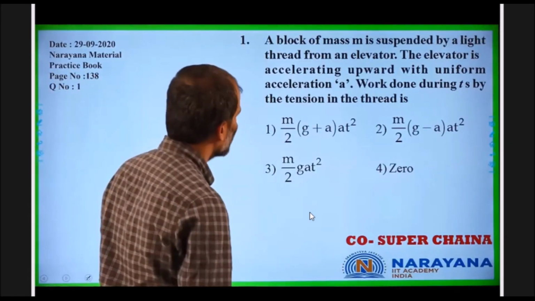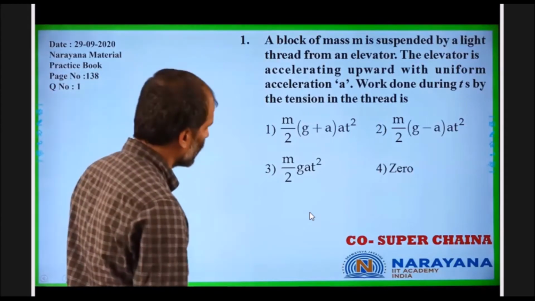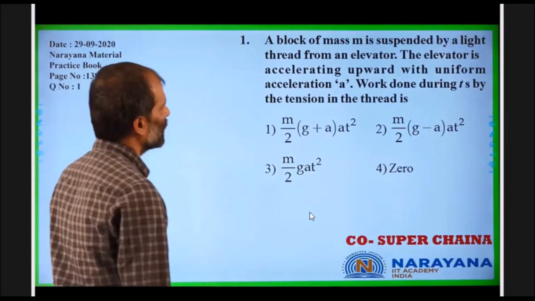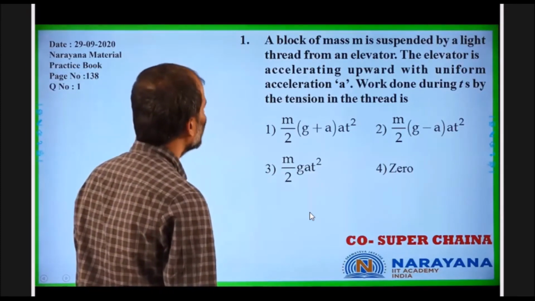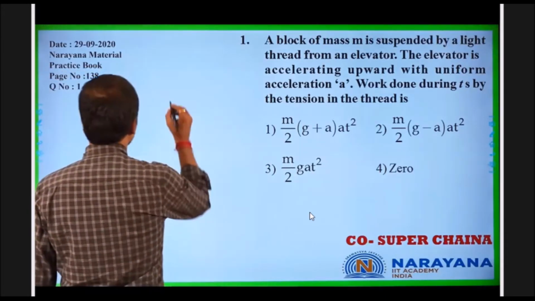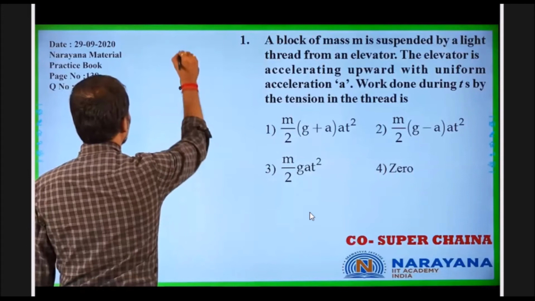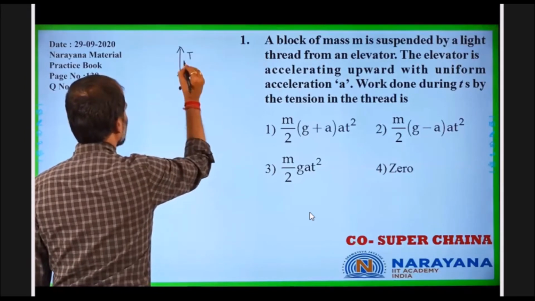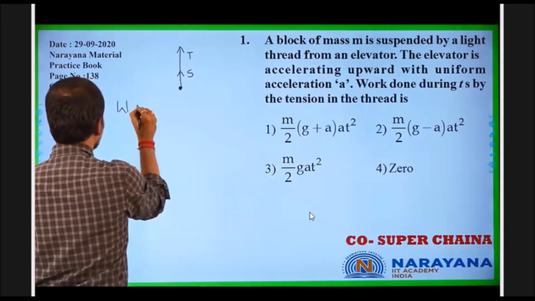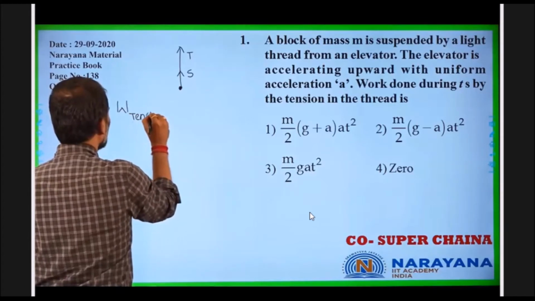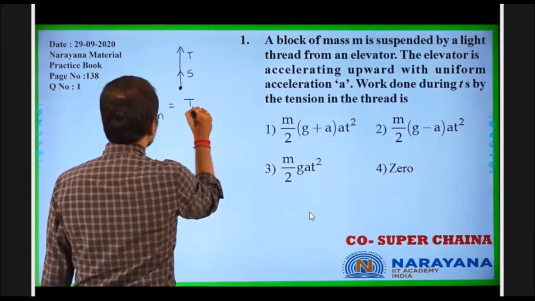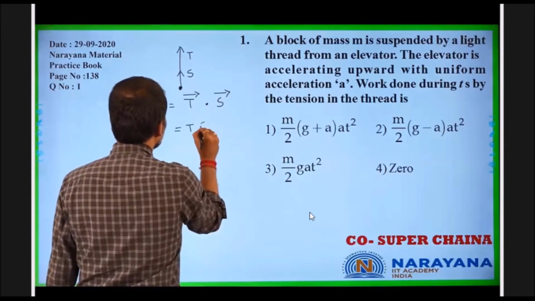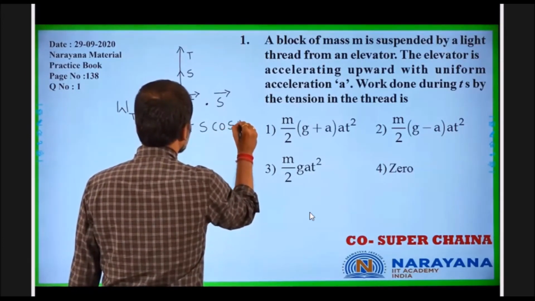A block of mass M is suspended by a light thread from an elevator. The elevator is accelerating upward with uniform acceleration A. Work done during t seconds by the tension in this thread. So tension would be acting vertically upwards over here, and the displacement would also be along the same direction. So work done by the tension in the string is T bar dot S bar, so it is Ts cos 0 here.